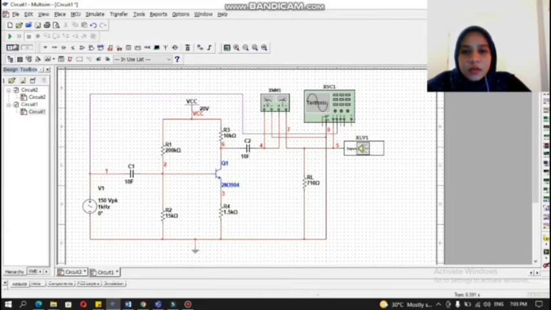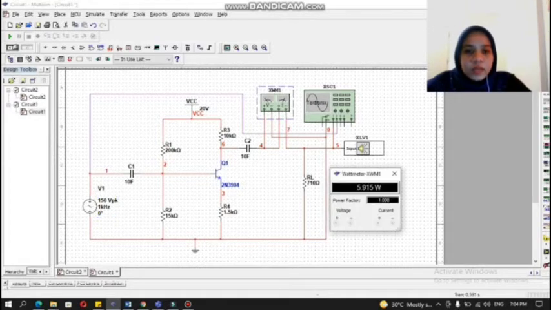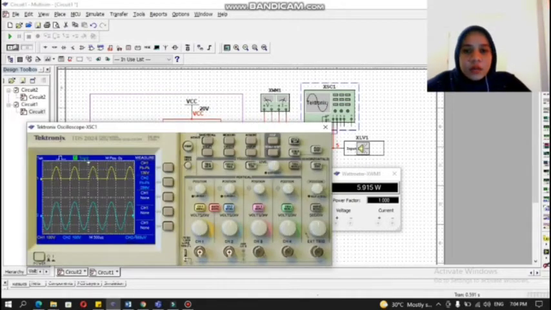For the voltage source, we put 150 VPK, and for the frequency we put 1 kilohertz. To observe the results for power, voltage input and voltage output, we use a wattmeter to get the power value, and an oscilloscope to get the voltage input and output values.